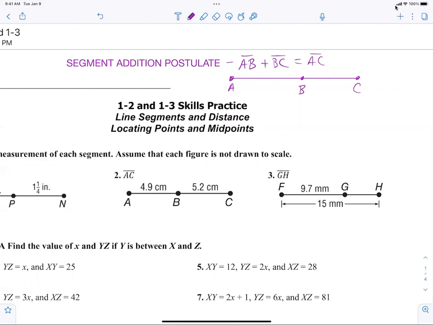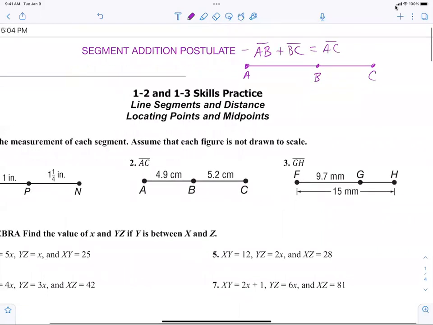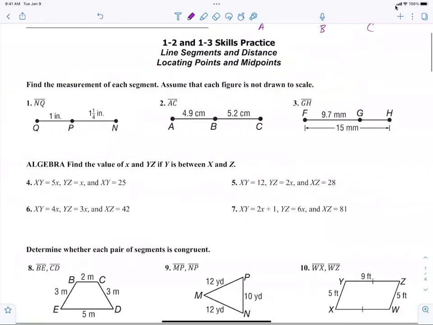Now, some geometry books will say that B is between A and C. Other geometry books will say A, B, and C are collinear and B is between A and C. Then AB plus BC equals AC. Does everybody agree how simple that is? You didn't need a postulate for them to tell you that. All right, so based on that little bit of information, now we will apply that postulate to these next problems.